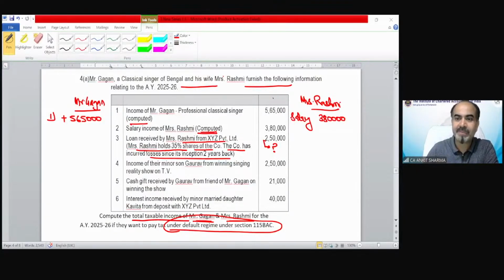Ishan has just given the correct answer. Very good, very good. I was just asking about significant influence. Mani Vanan is saying significant influence. So Mani Vanan, significant influence matters when there is a receiving of salary by the spouse.